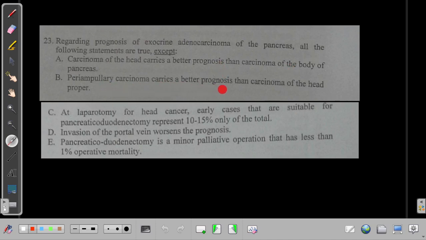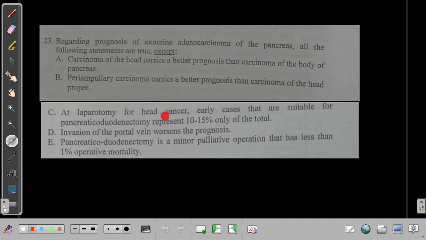Periampullary carcinoma carries a better prognosis than carcinoma of the head proper. That's true, because periampullary carcinoma, being very near to the ampulla of Vater, will obstruct the ampulla of Vater, causing obstructive jaundice when it is very small in size. That's why it attracts the attention of the patient and his doctor to the problem. That's why it carries a better prognosis than carcinoma of the head proper.